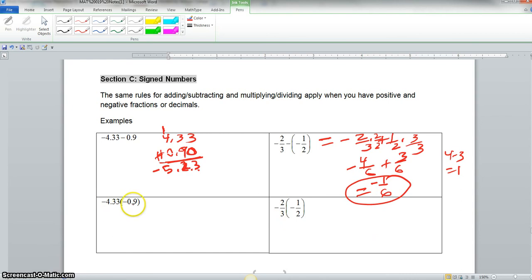Now we come here and we'll multiply. We know we have 2 negatives here. So our answer would be positive. So we'll take 4.33 times 0.9. And we know we'll rewrite this as 433 times 9. And we will multiply.